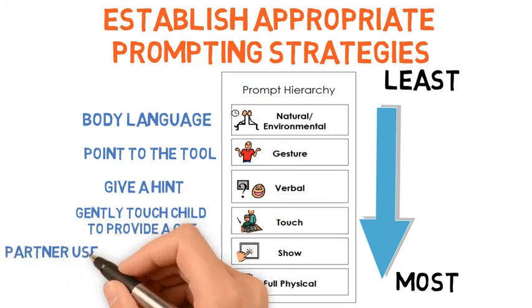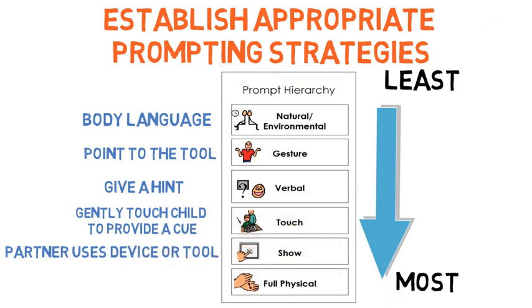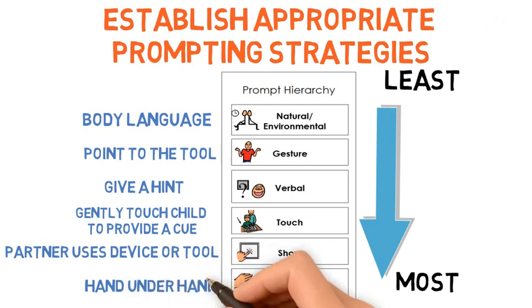Next, the partner would show the child how to respond by composing the message on the tool. Finally, the partner would use full physical prompting. This is fully controlling the child's response by using hand-under-hand support to guide the child to respond using their communication tool. This method of prompting is only ever used if absolutely necessary and is quickly taken away.